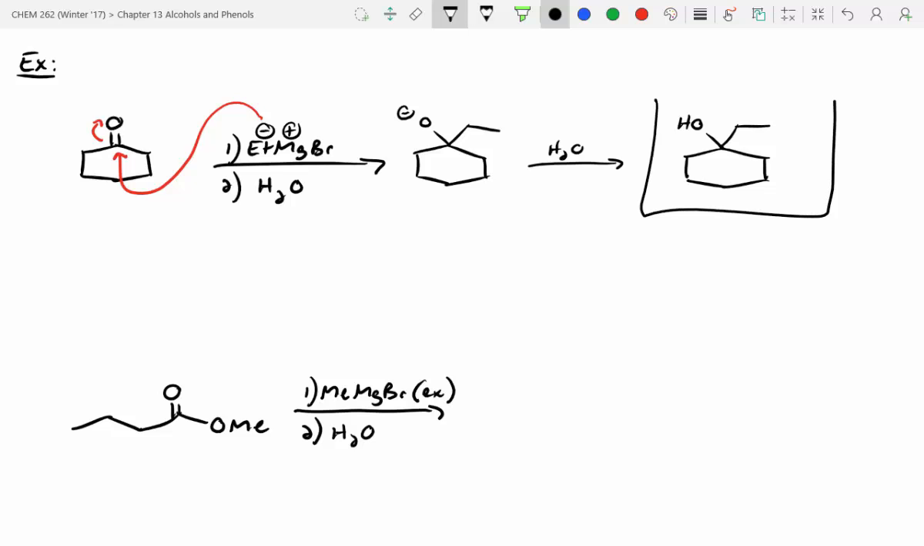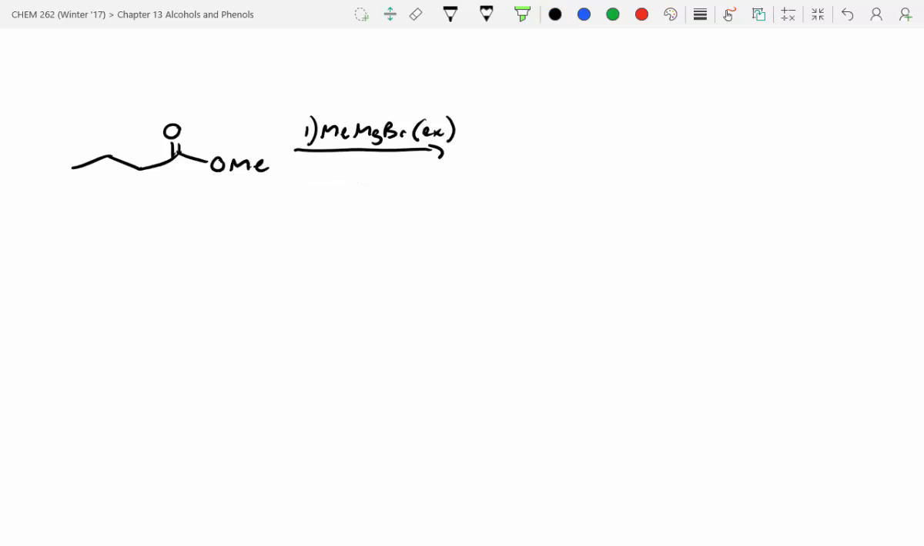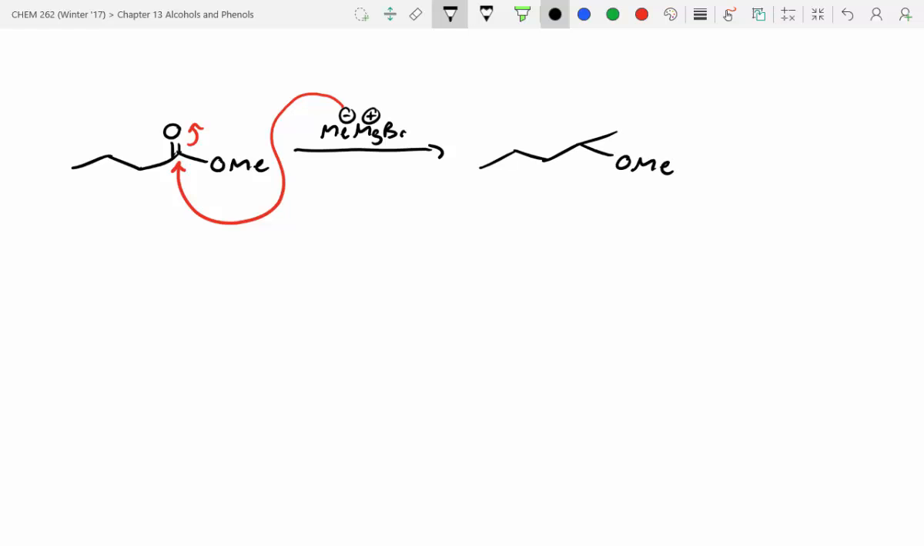Let's do the same thing with the second one, though. And in this one, I'm going to actually separate this out a bit more. So we know that this methyl group's got a negative charge. The magnesium's positive. And we know that the negative charge wants to attack the electrophile. So we're going to attack in, kick up electrons. Now this oxygen's got a negative charge. I'm just going to write CH3 here. That's where our methyl group was added.